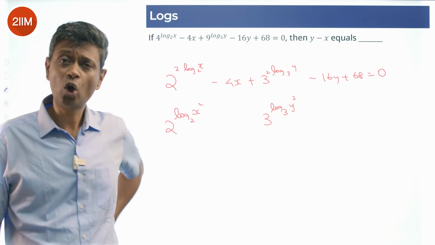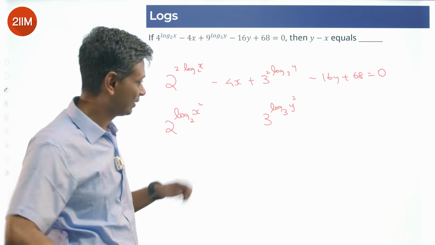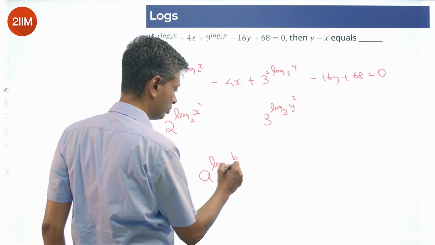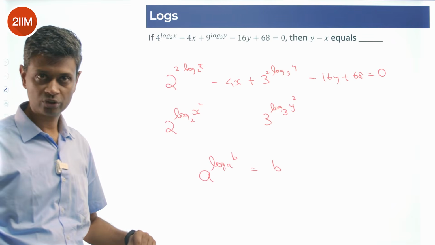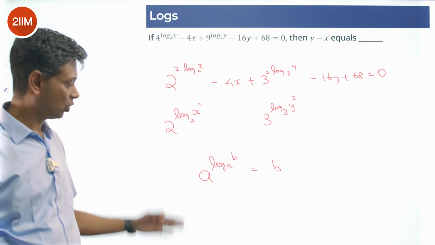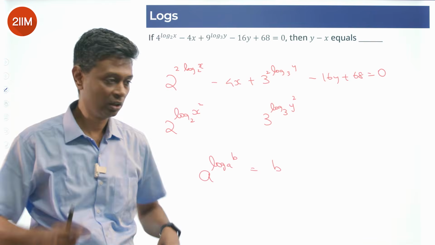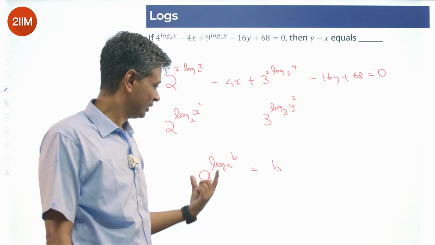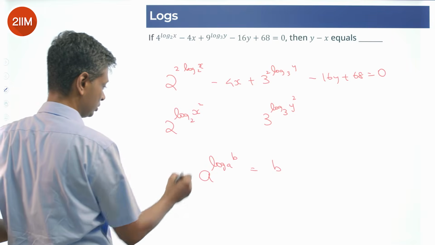3 to the power log of y square to the base 3 is y square. So a to the power log b to the base a is b. We take log on both sides: log b to the base a times log a is log b, so log b to the base a is log b by log a. That works. So the very definition of log, a to the power log b to the base a is b. If you plug it here, this expression becomes this idea.